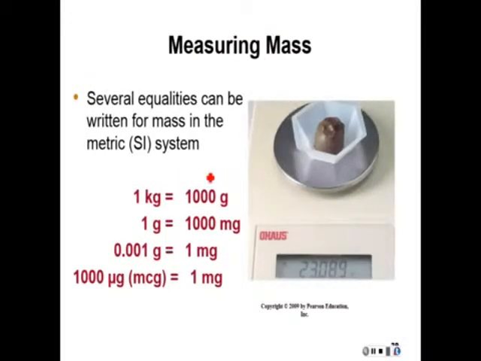Let's take a look at mass now. 1 kilogram, 1,000 grams. 1 gram, 1,000 milligrams. We can write it the opposite way. A 1,000th of a gram equals a milligram. Or there are 1,000 micrograms in a milligram. I know it can get kind of confusing sometimes, but after you use these, you'll get used to them.